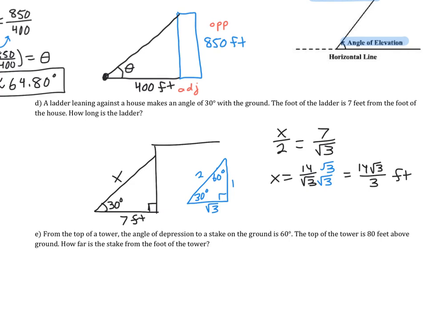Now, the problem here is this is a real life example, so if you were to tell someone this measurement in real life, they would have no idea what this is. So usually for word problems, it's best to get a decimal approximation. So we would actually plug this into our calculator to get a decimal approximation, and we get approximately 8.08 feet. So this would make a lot more sense to just a normal person. If they asked you how long is your ladder, you'd say about 8 feet.